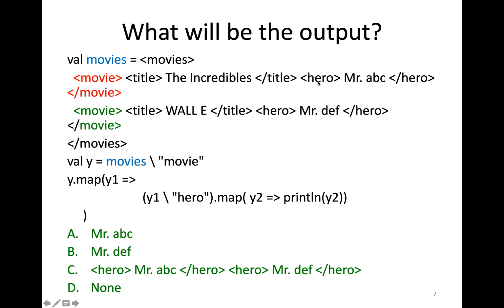So y2 will be what? From here to here, right? And then that should be printed out. And similarly, when y1 is the second one, this part will be printed out, right? So it seems the correct answer to this quiz will be C, and there is a new line here which is not shown.